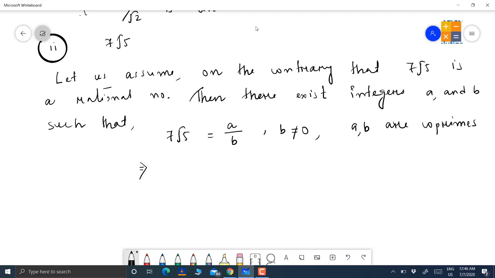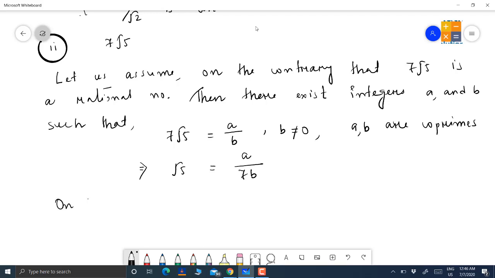So in this case, I shall try to keep this root sign alone in one part, alone on LHS. So it will be root 5 is equal to a by 7b. 7 will be coming to this side. So it is very clear that on the left hand side this part is irrational, and on the right hand side a, b, 7 are all integers. Therefore, this is rational. So irrational can never be equal to rational. Hence, our assumption must be wrong.